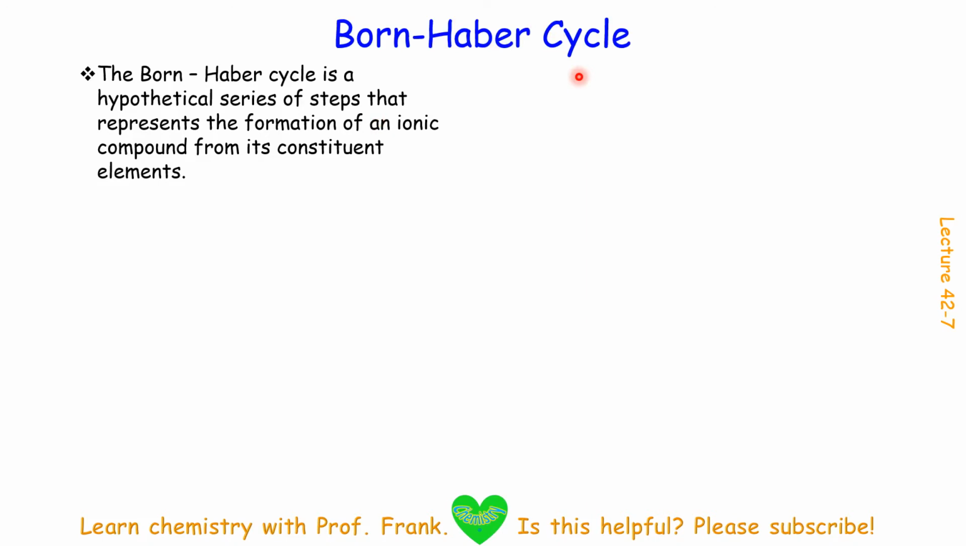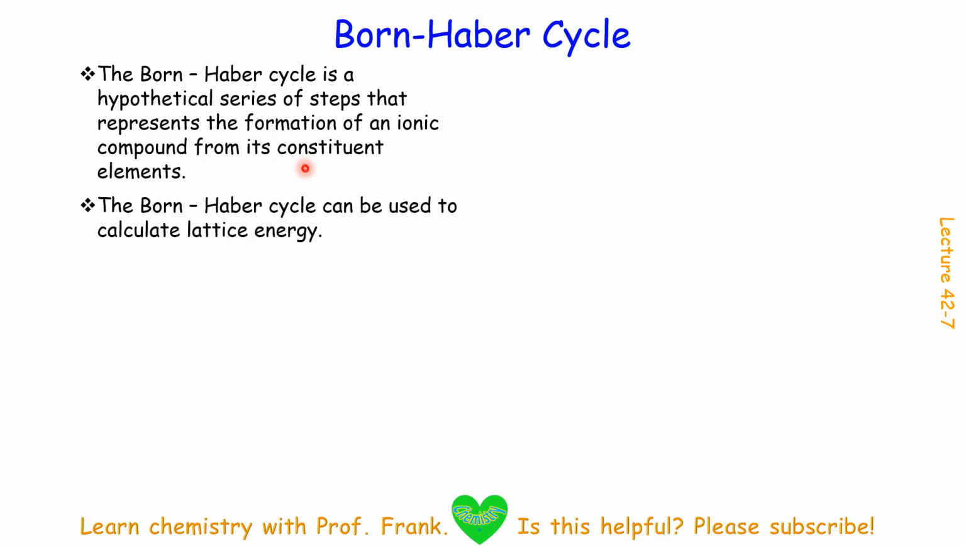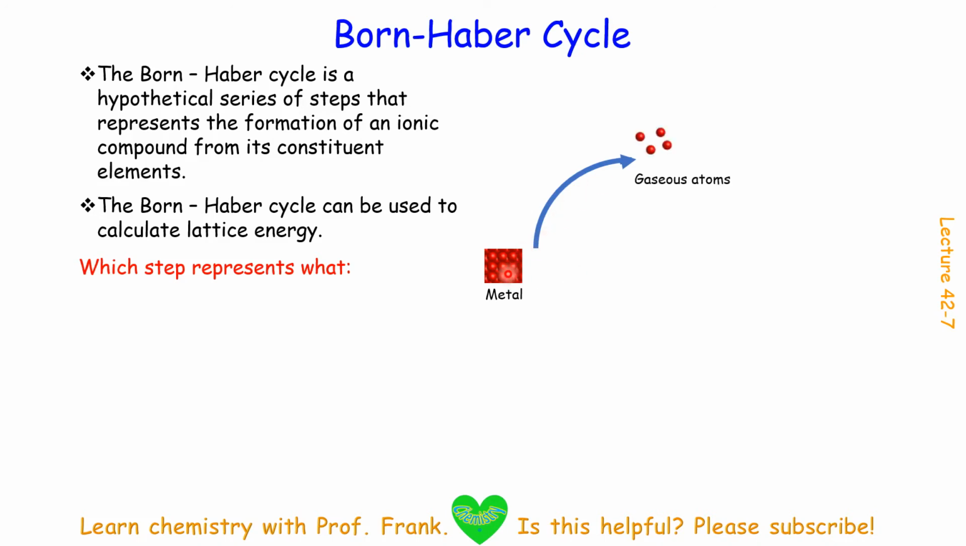Born-Haber cycle is a hypothetical series of steps that represents the formation of an ionic compound from its constituent elements. We can use Born-Haber cycle to calculate lattice energy. When a metal reacts with a nonmetal to form an ionic compound, the first step of the reaction involves the evaporation of solid metal to gaseous atoms.